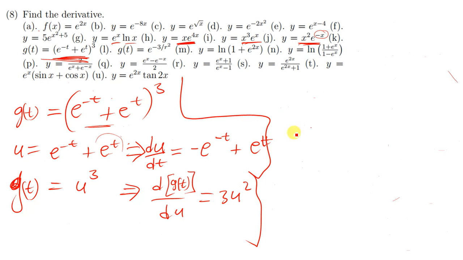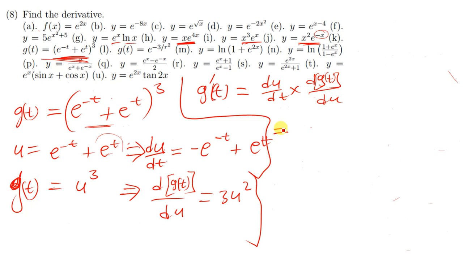So we now plug this into the chain rule. In this case, we're using g of t, so we're not going to use dy dx. Let's say g prime of t is simply just going to be equal to du dt times d g of t over du.